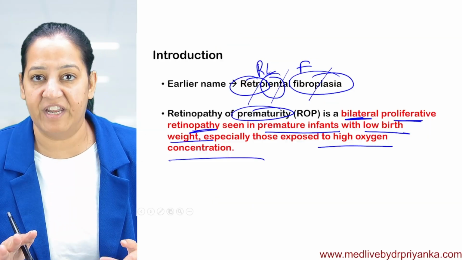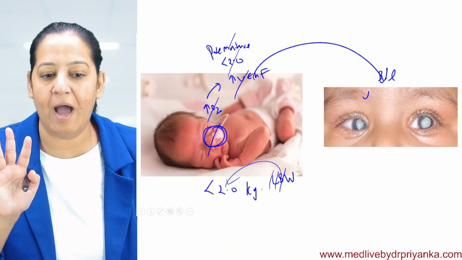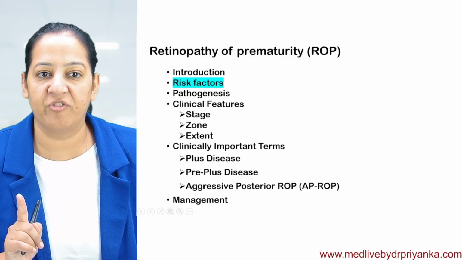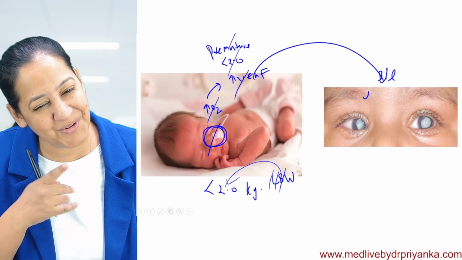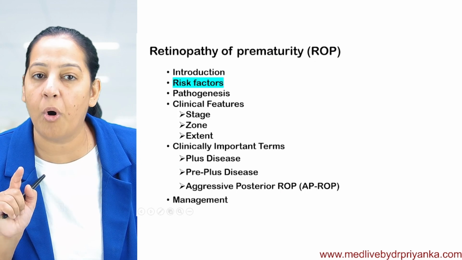So this is the definition. You can frame the sentences of the definition on your own. You have to understand what is actually happening in the disease, and describe it in your own language. That is ROP, retinopathy of prematurity. Why it happens, I will let you know in the pathogenesis. But first, understand the definition. This is the definition of ROP.